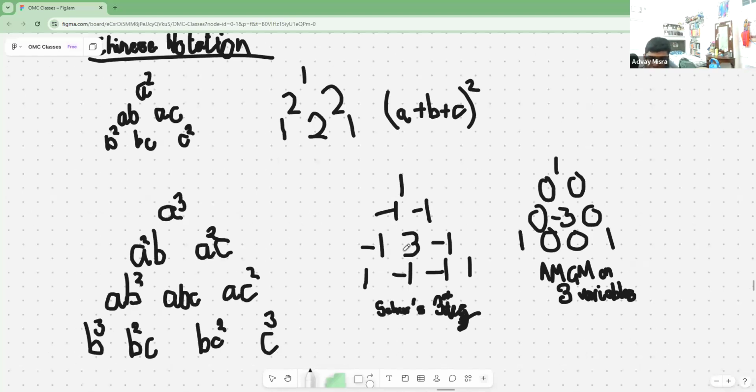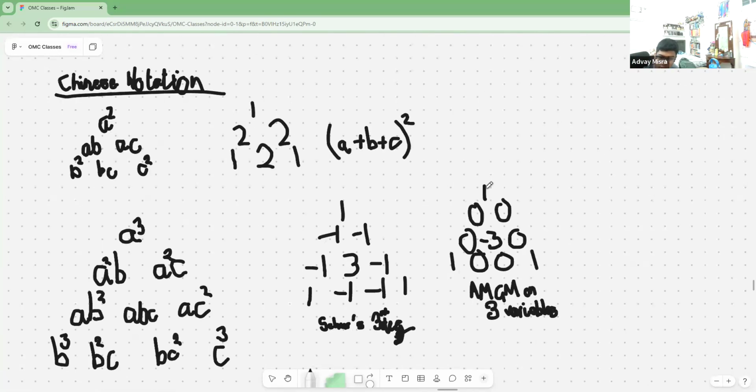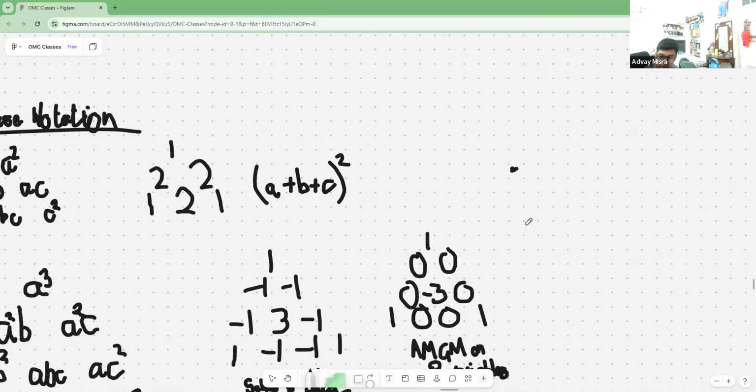So this is a couple of common inequalities represented on a degree 3 triangle. So this is Schur's inequality with degree 3, and this is AMGM on 3 variables. In general, AMGM looks like you have a bunch of points.